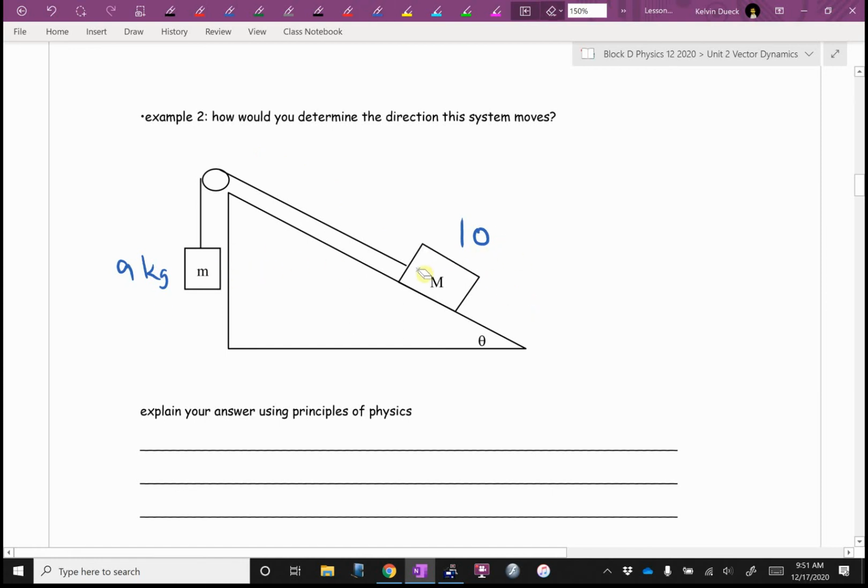This is bigger, but it's on a hill. This has gravity pulling it straight down. This has a component. How would I figure that out? You know what this is a good job for? A free body diagram. What are the forces acting on little m? Get the obvious one. Little mg. What else?